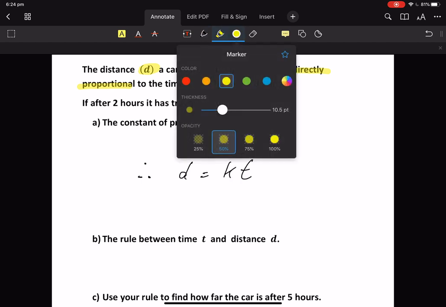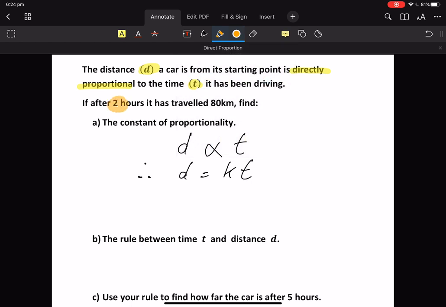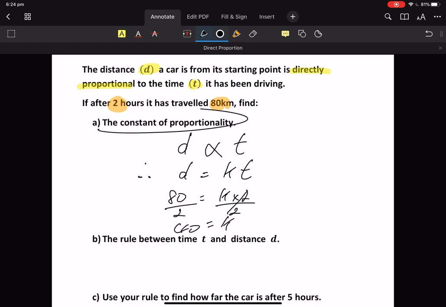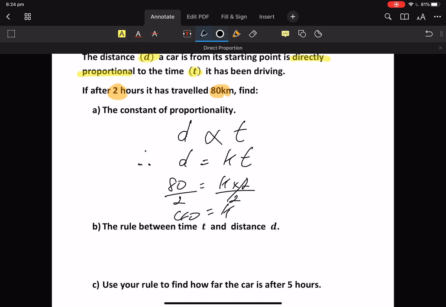And we are going to use our hint that after 2 hours, it has gone 80 kilometres. So 80 is the distance and 2 is the time. And I want k by itself, so I'm dividing by 2. K equals, hey, what's the constant of proportionality? I reckon it's 40. There it is there. That means we've actually written our rule here, but we don't know what k is just yet.